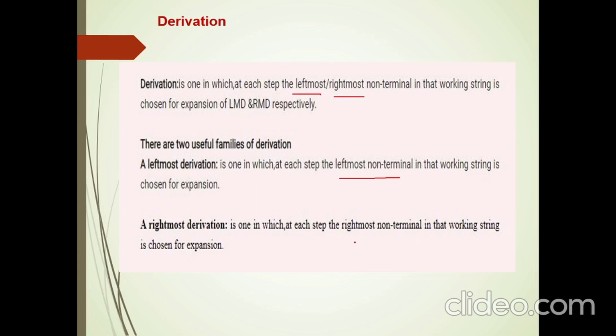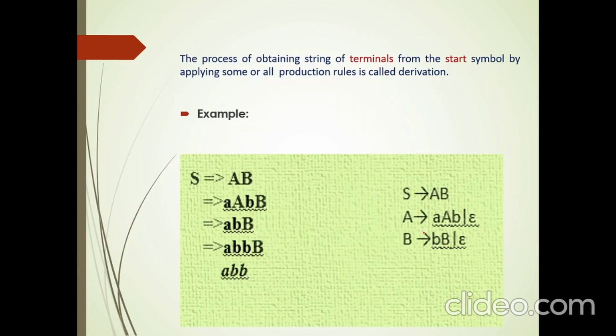Let's understand these concepts using examples. In brief, derivation is the process of obtaining a string of terminals from the start symbol. You always have to start the derivation from the start symbol without fail, and apply some or all production rules. This is one way we can represent the derivation.